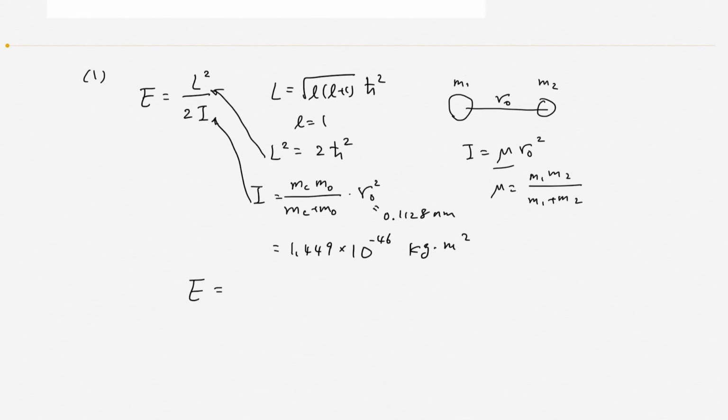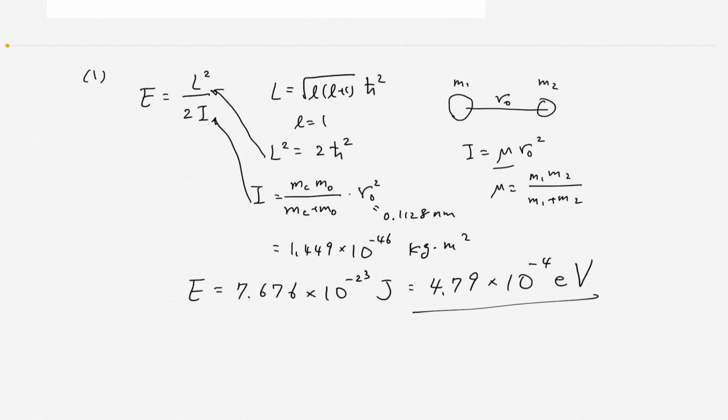I will just show you the answers. The energy is 7.676 times 10 to the minus 23 joules, or if you express the energy in electron volts, 4.79 times 10 to the minus 4 electron volts. So this is the answer to the first question.